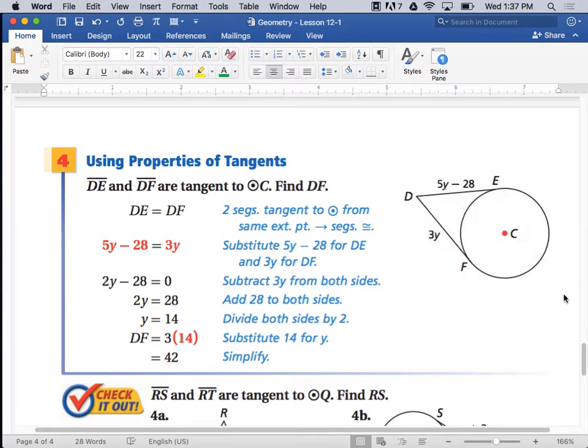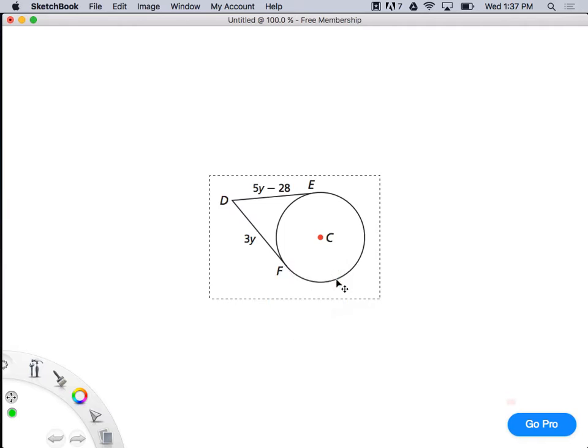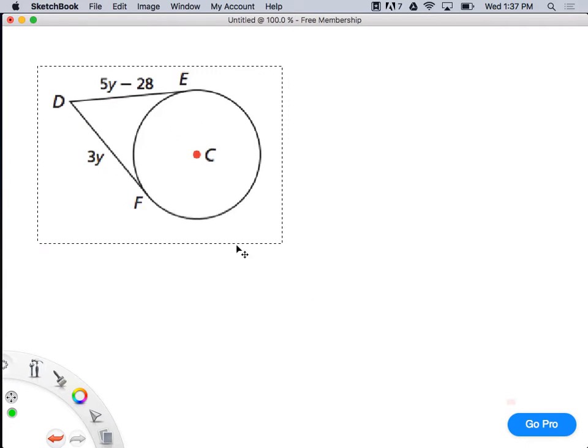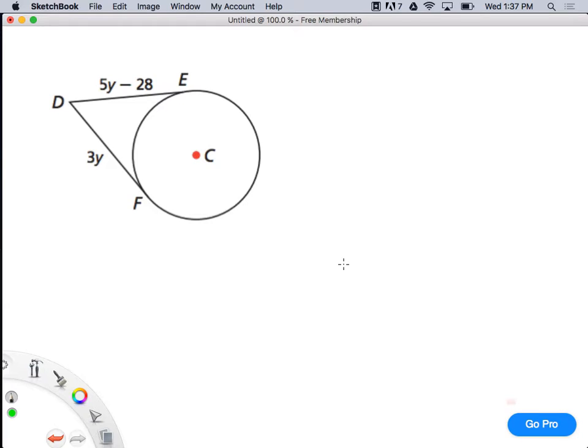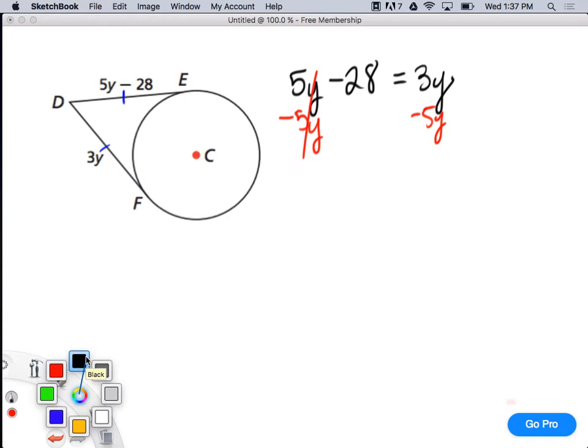Let's take a look on your back page at this example problem. Take a look right here. What do I know about those two line segments? They're congruent. So if I'm solving for their length, what do I do? You set them equal to each other. Very good. So I set them equal, and then I can subtract 5y from both sides to get the y's with the y's. I end up with negative 28 equals negative 2y.